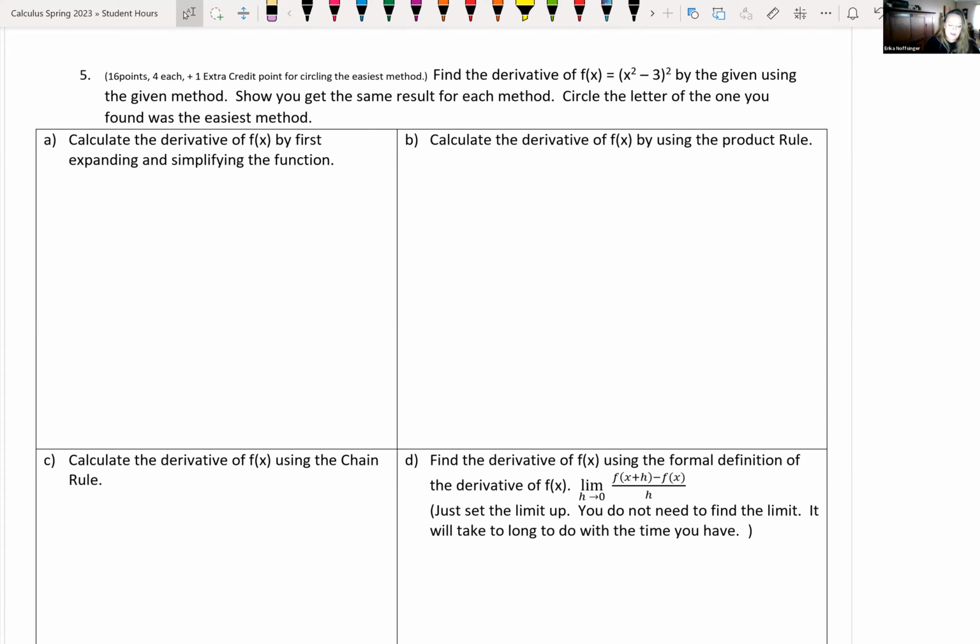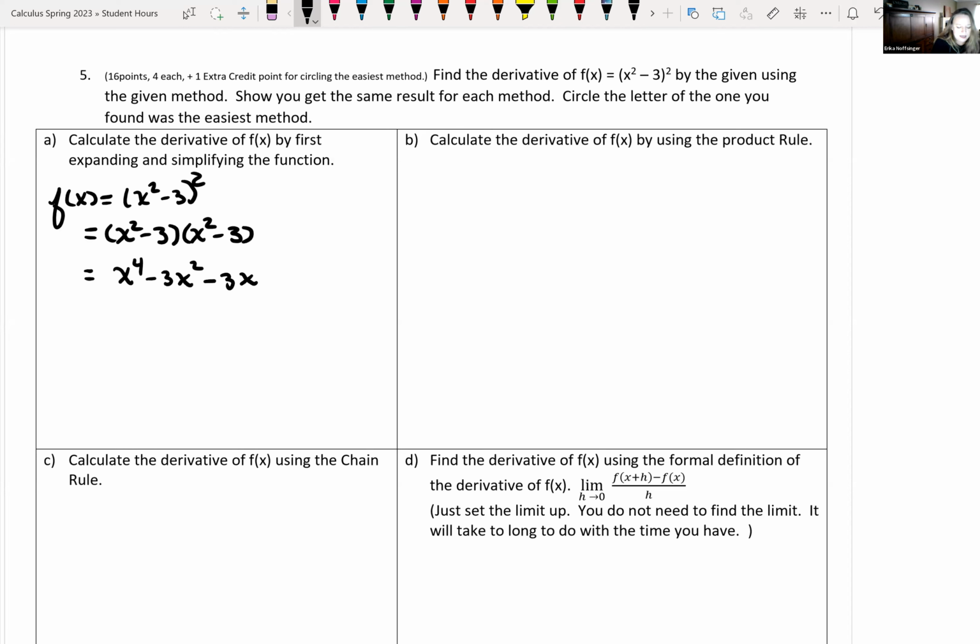So part A says we're going to calculate the derivative of f of x by expanding and simplifying the function first. So we're given here that f of x is equal to (x squared minus 3) quantity squared. So we're going to rewrite this as (x squared minus 3) times (x squared minus 3). We're going to expand this. So this gives me x to the 4th minus 3x squared. Distributing my -3, I have -3x squared, and -3 times -3 gives me +9. My function f of x, by expanding it and then combining these like terms: x to the 4th, -3x squared minus 3x squared gives me -6x squared, and then +9.